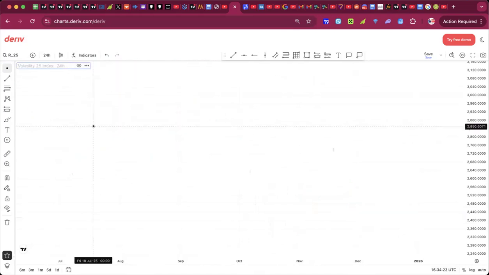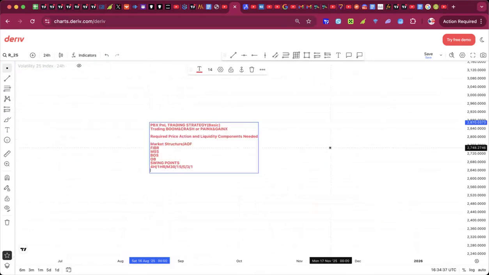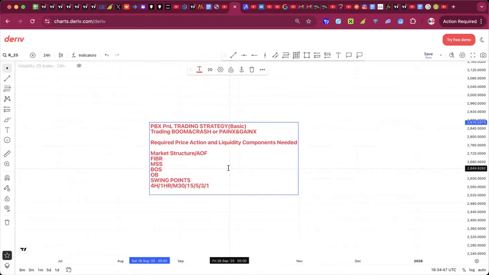So take a note, jot this down. You can screenshot it and jot it down. What you need: this Plan B Express. That's Felix P&L trading strategy. Basically, trading Boom and Crash or Pains and Gains requires price action and liquidity components.